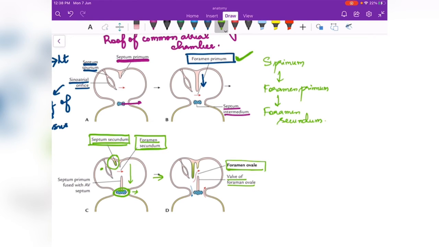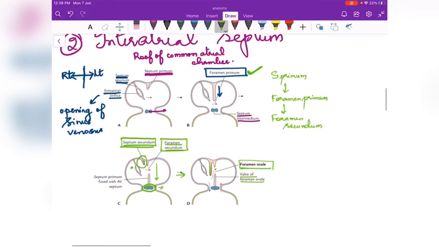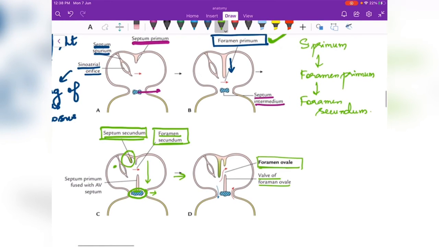Then this portion of the septum primum becomes the valve of the foramen ovale. What is the importance of the foramen ovale in the fetal circulation? We know that from the placenta, the blood reaches the right atrium, and then from the right atrium it goes to the left atrium, then from the left atrium to the left ventricle, and then through the aorta to the systemic circulation. So during fetal life, a right to left shunt is present.